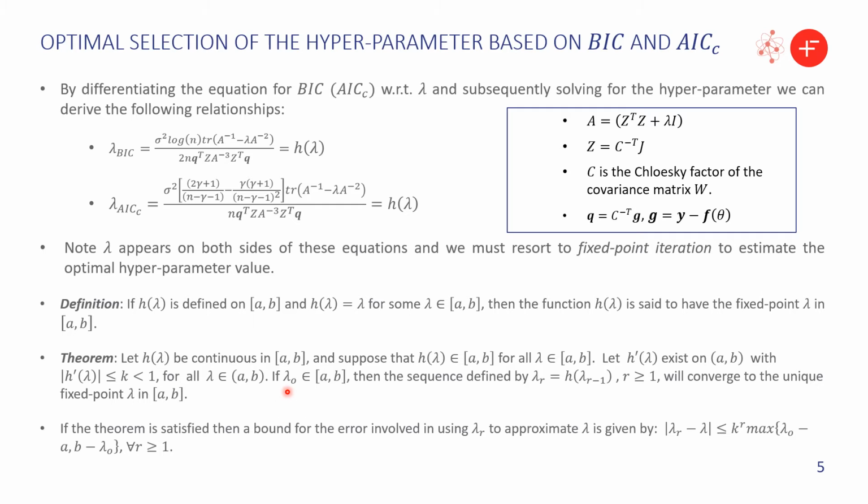So then if lambda 0, the initial value of lambda in the iteration scheme, is within that interval, then the sequence defined will converge to the unique fixed point in [a,b]. And then if the theorem is satisfied, we can actually use this formula to provide an error bound on the true estimate.